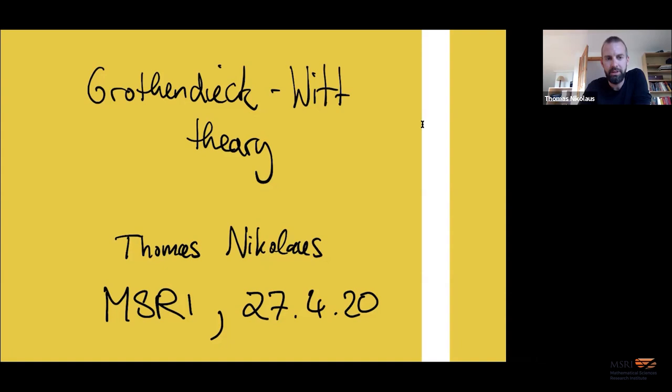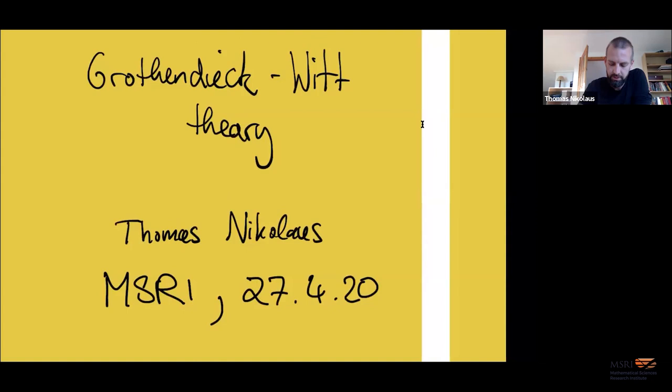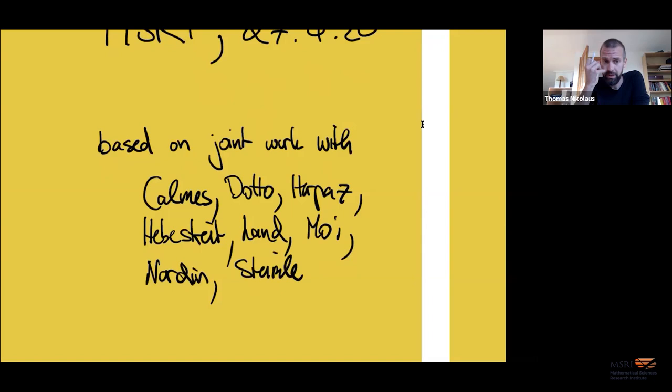So what I'm talking about today is Grothendieck-Witt theory. That's something I've been thinking about for years now. It's really one of my oldest projects. There were always parts of the story which I couldn't prove, but eventually a lot of people had great ideas, and we all came together, and I think now we're pretty happy about the story. This is joint work with Baptiste Calmès, Emanuele Dotto, Jonathan Harper, Fabian Hebestreit, Markus Land, Christian Ausoni, Denis Nardin, and Wolfgang Steimle in a bunch of different papers.